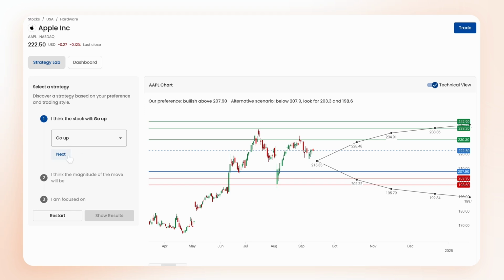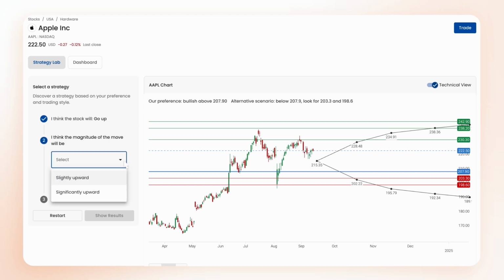I need to assess the potential magnitude of the move. Is the stock trading at a new record high with room to run, or is there a limited upside due to overhead resistance? Will the move be slightly upward or significantly upward? Looking at the TC technical view, a resistance level has been identified, therefore I'll choose slightly upward.